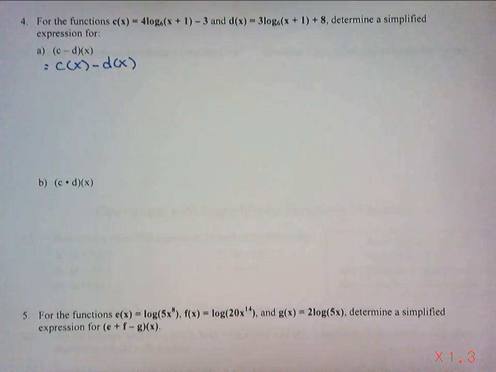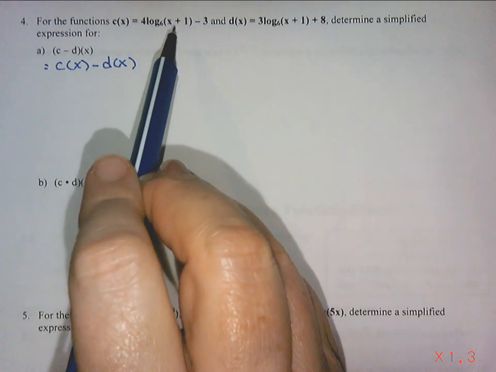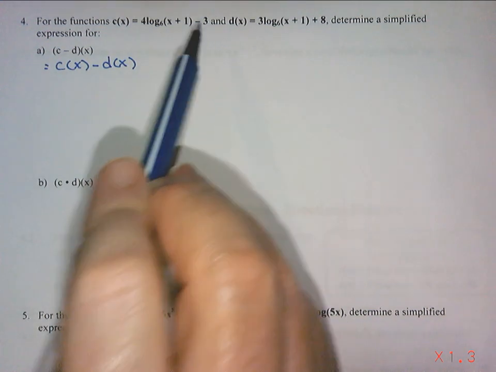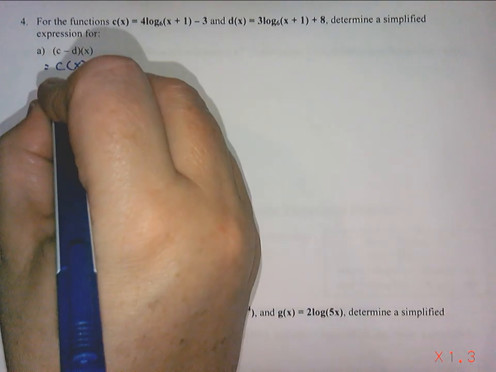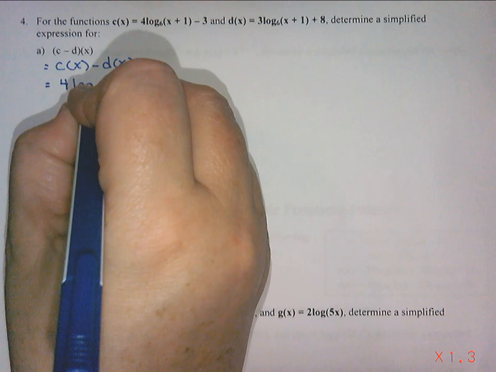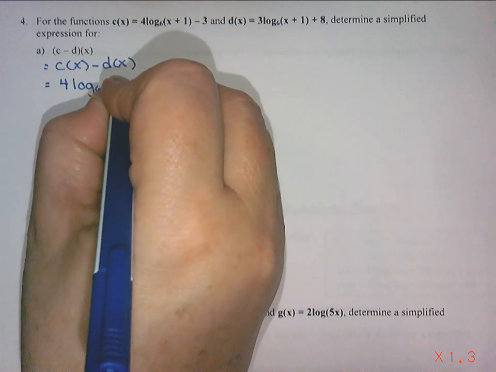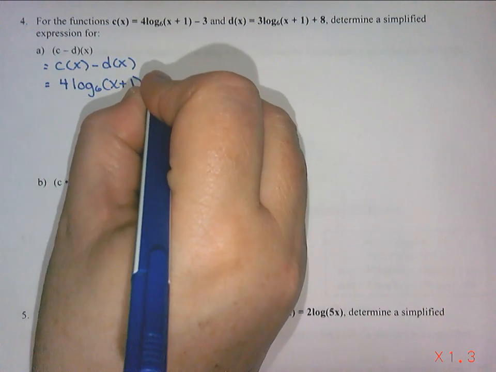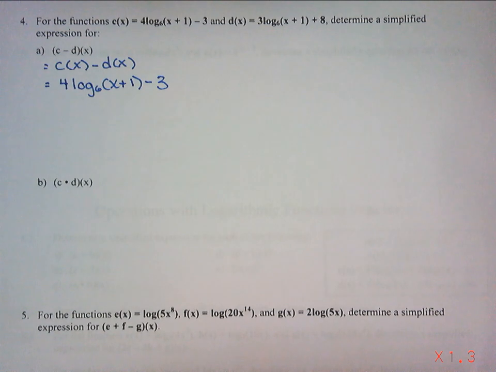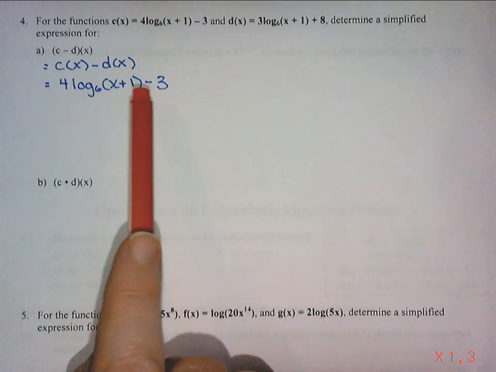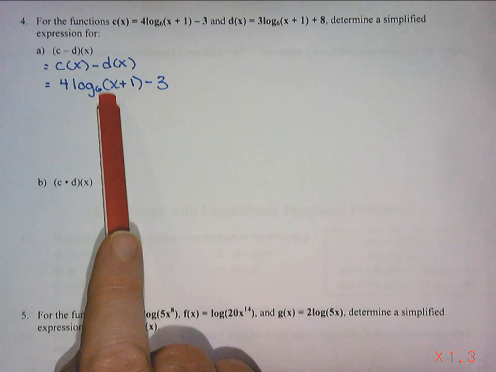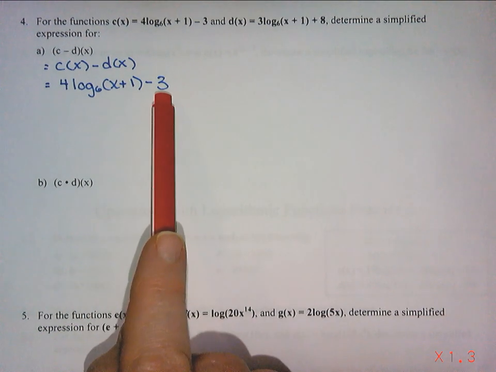So I am going to take the expression for c of x, which is 4 log base 6 of x plus 1, take away 3, and I'm going to put that in for c of x. So this is 4 log base 6 of x plus 1, take away 3. Now this has two terms. Terms are separated by pluses and minuses. So the first term is 4 log base 6 of x plus 1, and then our second term is 3.